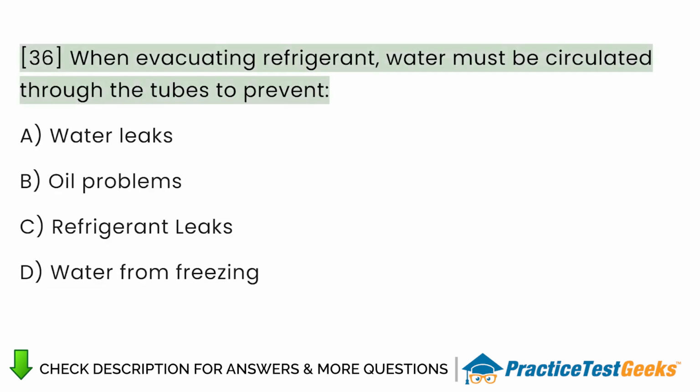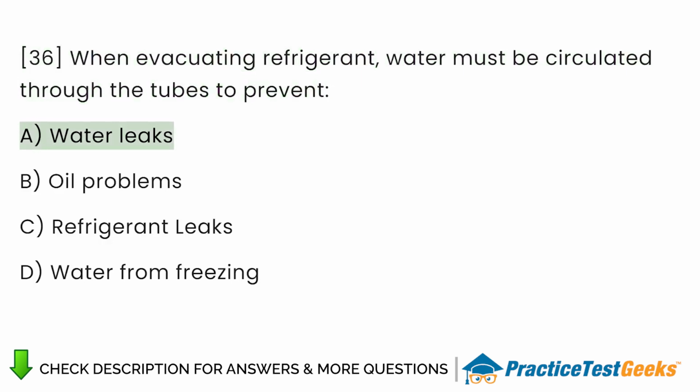When evacuating refrigerant, water must be circulated through the tubes to prevent A. Water leaks. B. Oil problems. C. Refrigerant leaks. D. Water from freezing.